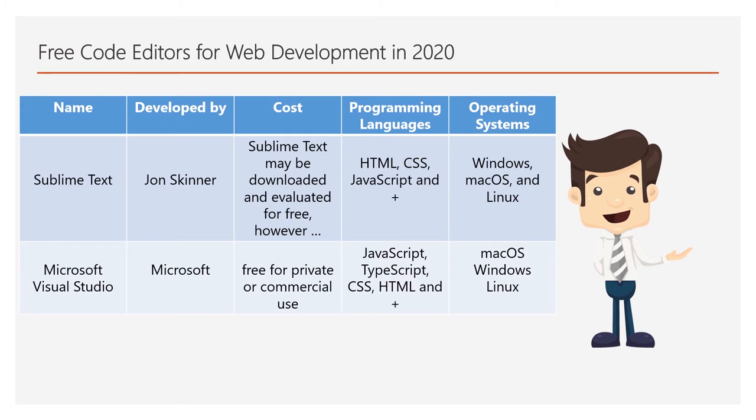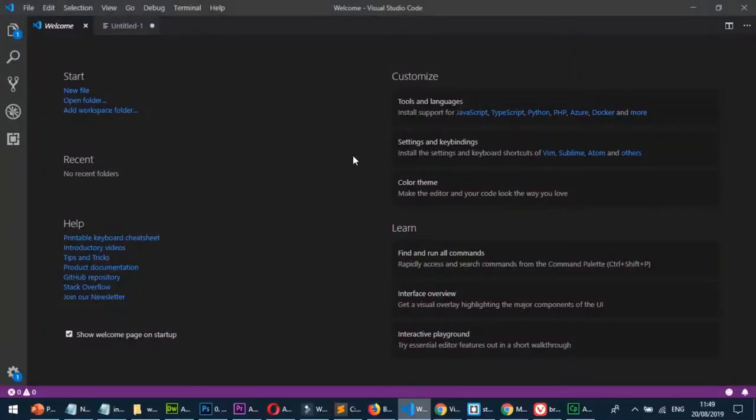Programming languages are JavaScript, TypeScript, CSS, HTML, and more. Operating systems: macOS, Windows, and Linux. I have to be honest, I haven't used it. This is how it looks. If you open the first page, it's pretty serious.